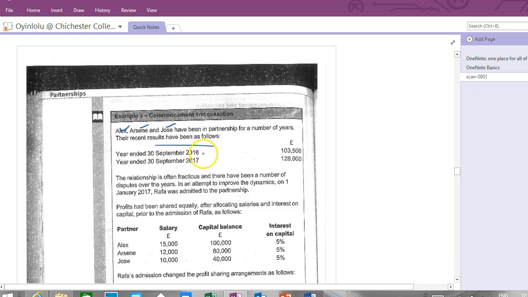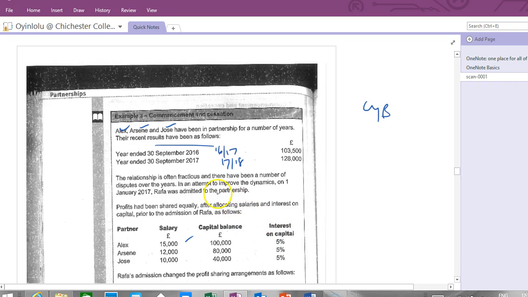These are the results. So each of them will split their profits, and they will be in the CYB. In this scenario, you have 16-17. In this scenario, you have 17-18. And that's quite normal. 12 months, split their profits, assess them according to their salaries and their interest on capital.